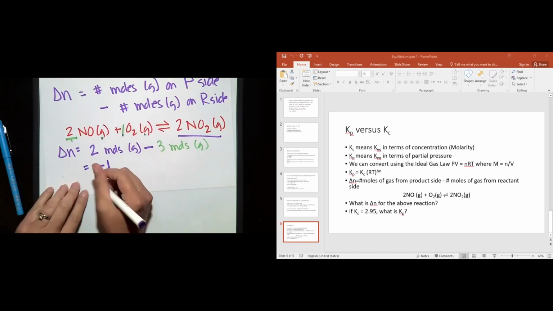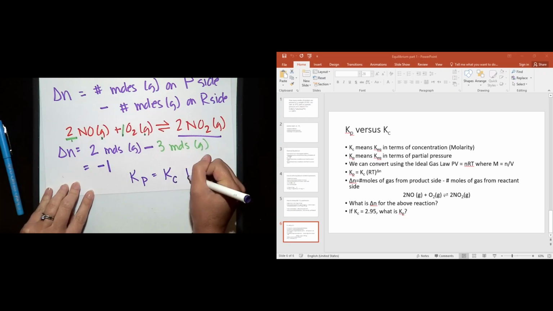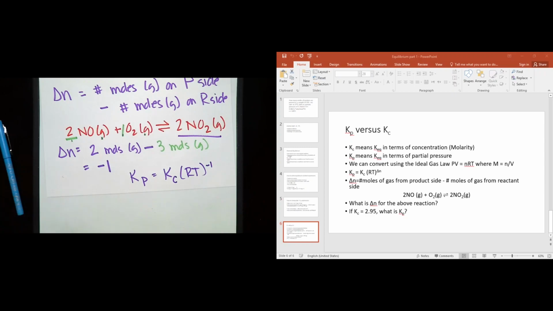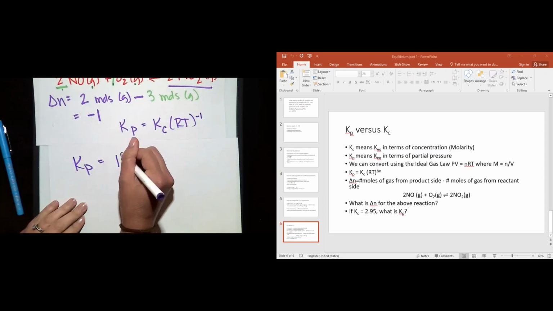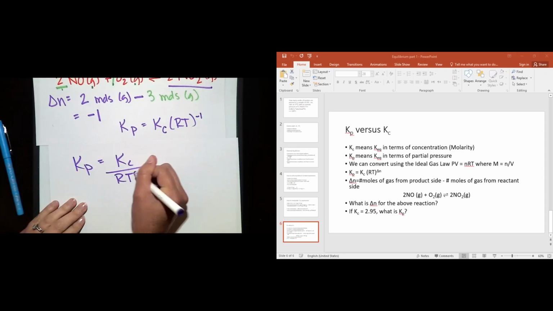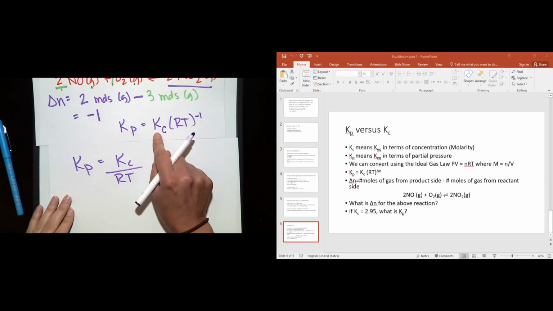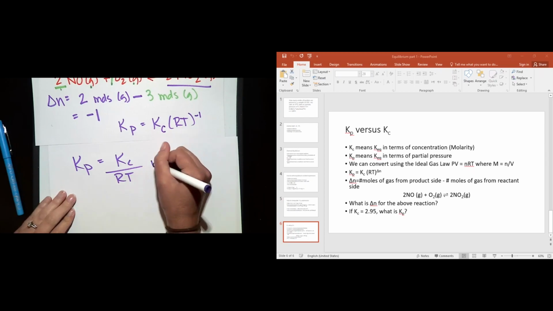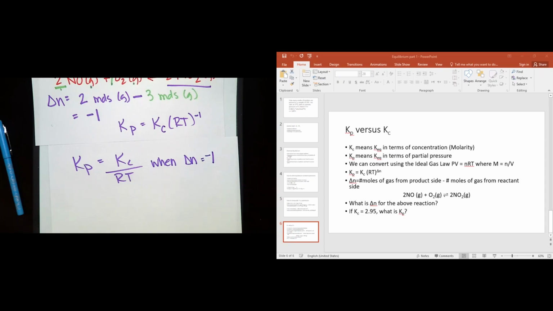So what that looks like is Kp equals Kc times RT to the -1, or 1 over, right? A negative exponent means that's in the denominator. So another way to write that is Kc over RT. The delta n only affects the RT term. That's why we have parentheses around it. It does not affect the Kc value. So that's the equation when delta n equals -1.